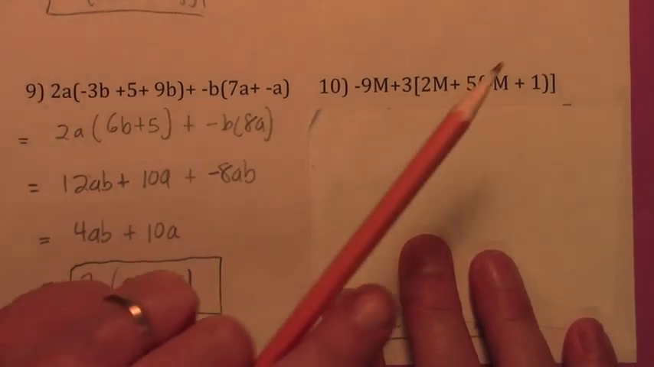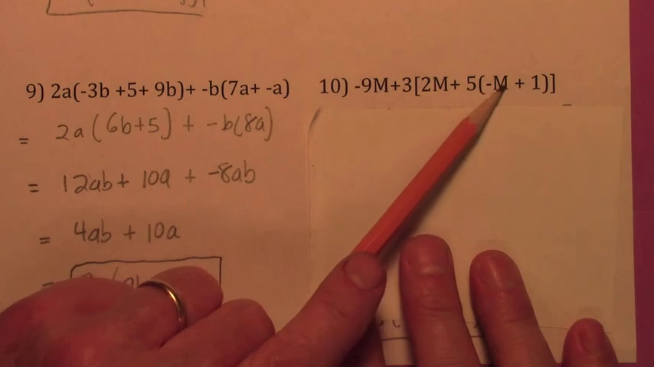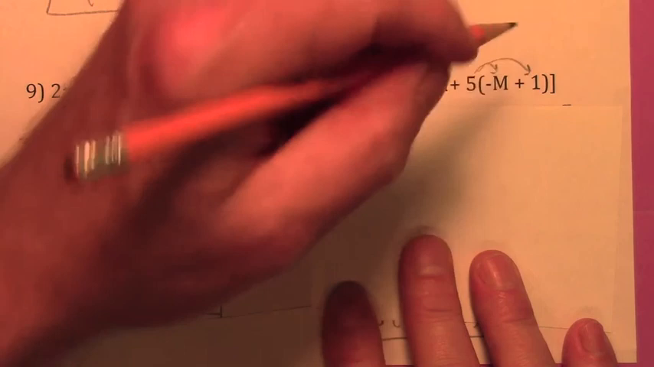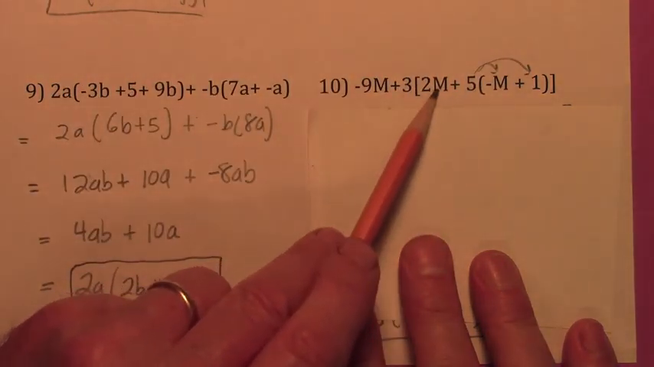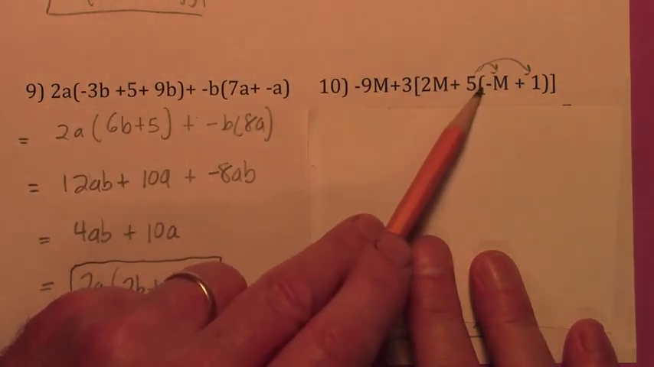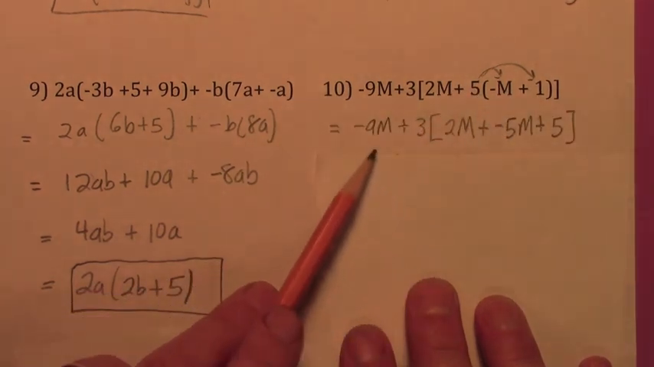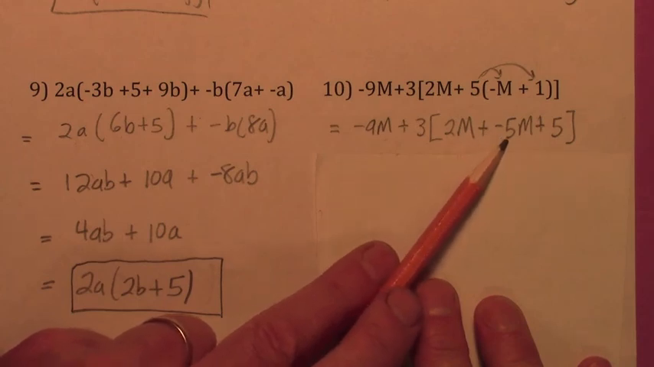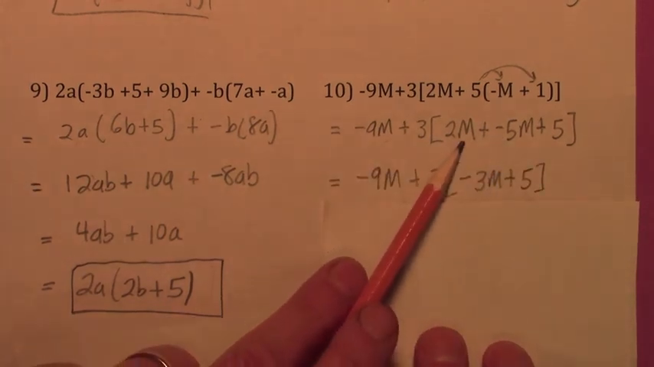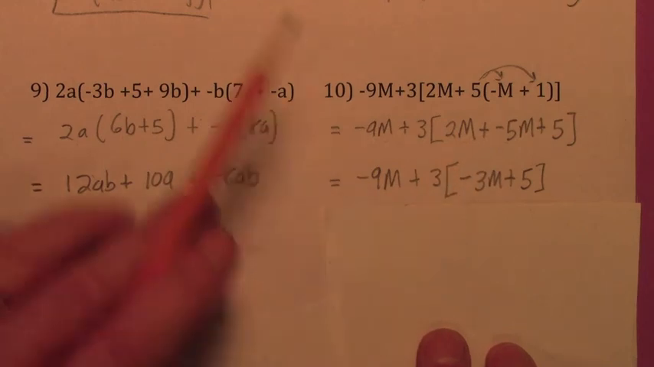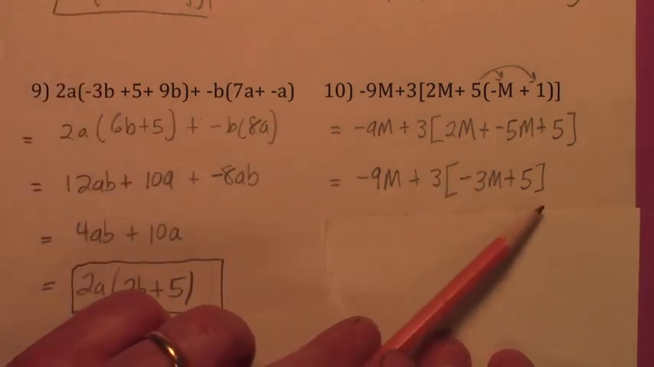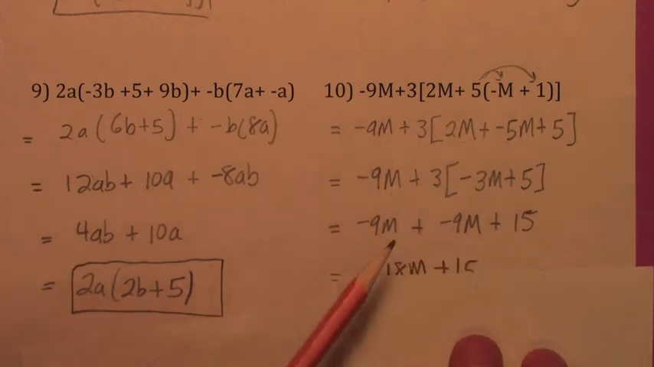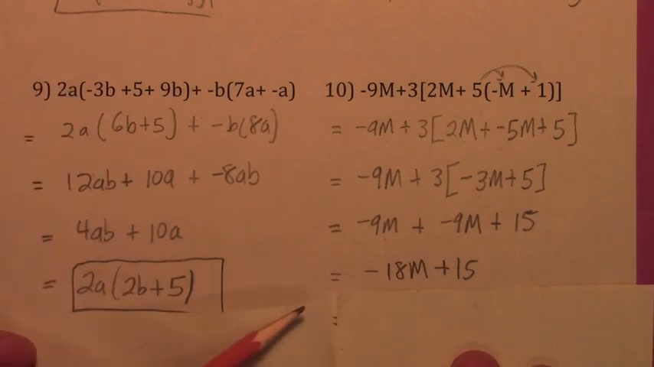So here, we work inside the innermost parentheses. Can you combine the negative n plus 1? No. So by the order of operations, what would the next thing you would try to do would be? It would be to, inside these square parentheses, multiply this out. Rewrite everything else the same, right? Negative 9m plus 3 times the quantity of 2m plus, and this becomes negative 5m plus 5. Then inside the square parentheses, combine the m's. Now we're going to distribute the 3 to each of these, so you get negative 9m plus negative 9m plus 15. We can add the negative 9m's and we get this.